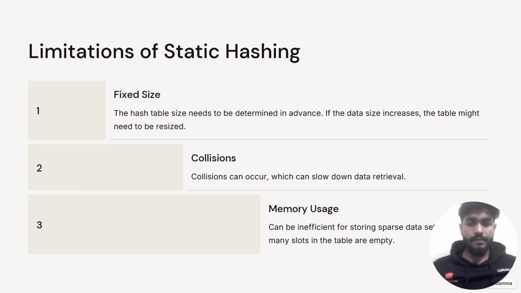Limitations of static hashing. First, fixed size. Second, collisions. Third, memory usage. The hash table size needs to be determined in advance. If the data size increases, the table might need to be resized. Collisions can occur, which can slow down data retrieval. Memory usage can be inefficient for storing sparse data, as many slots in the table are empty.